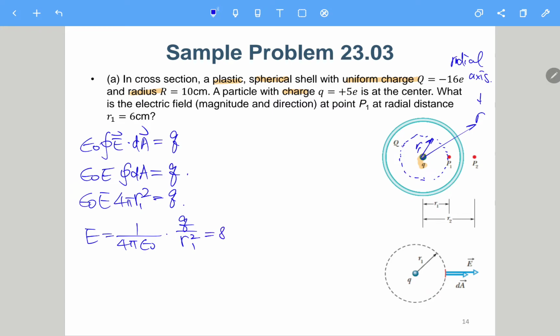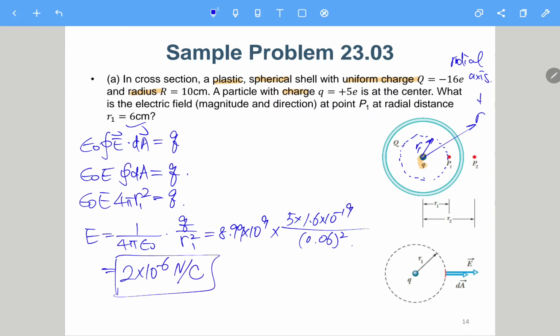So we can just plug in the value 8.99 times 10 to the 9th power, and then times Q is 5e, which is 5 times 1.6 times 10 to minus 19. And then R1 is 6 centimeter, which is 0.06 meter squared. So this one will be 2 times 10 to the minus 6 Newton per Coulomb, or you can write it as 2 micro Newton per Coulomb. So actually calculating the E field, for the direction it should be pointing outward.